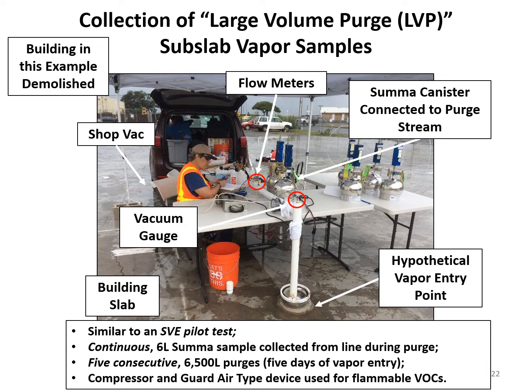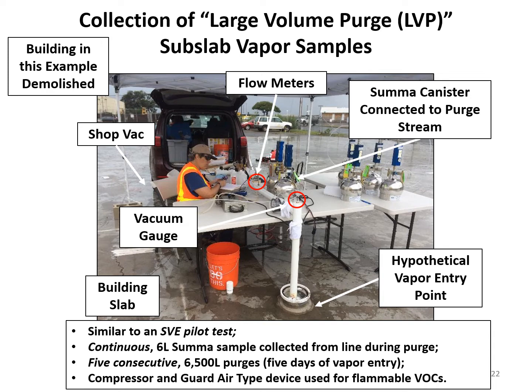You install a hypothetical vapor entry point into the floor of the building. In this case, this is a demolished dry cleaner. The slab was still in place where we did this field study. You hook PVC pipe up to your hypothetical vapor entry point, hook that up to a shop vac to pump the vapors out, add a flow meter on it so you know when these 7,200 liters of volume have gone through the pipe. And as you're purging the vapors from under the slab through this piping, you have a summa canister attached to it, drawing a continuous sample through that purge volume.